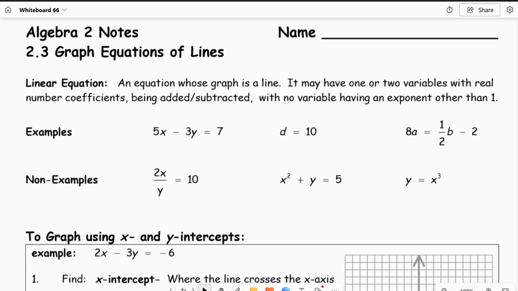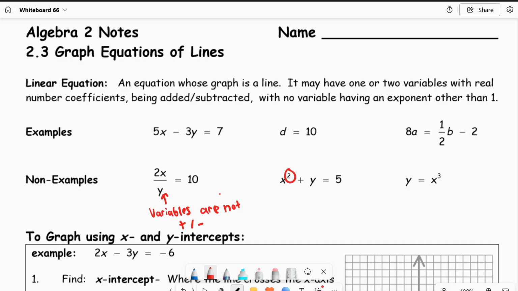Okay, in these non-examples, there are just a couple things to look at. In the first example, we can take a look at this fraction. In this fraction, the variables are being divided, which can't happen in a linear equation. So the reason this is not linear is variables are not added or subtracted.